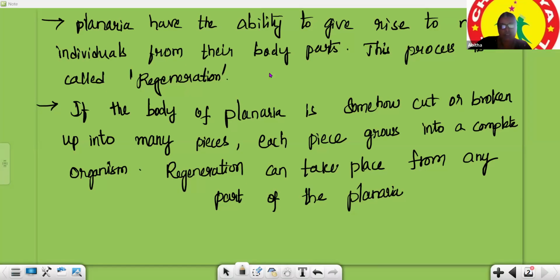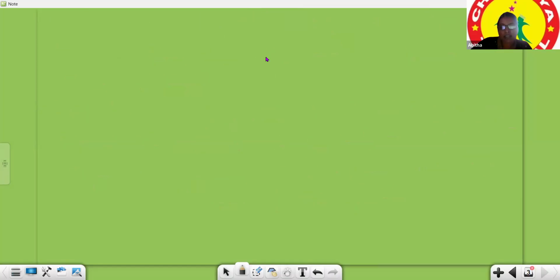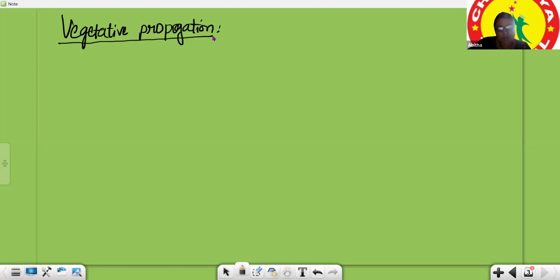Let's see about vegetative propagation. So we have completed asexual reproduction. The examples we discussed are budding, fragmentation, and regeneration. Next we can see vegetative propagation. This is also the production of offspring. In this process also you can prepare a new individual.